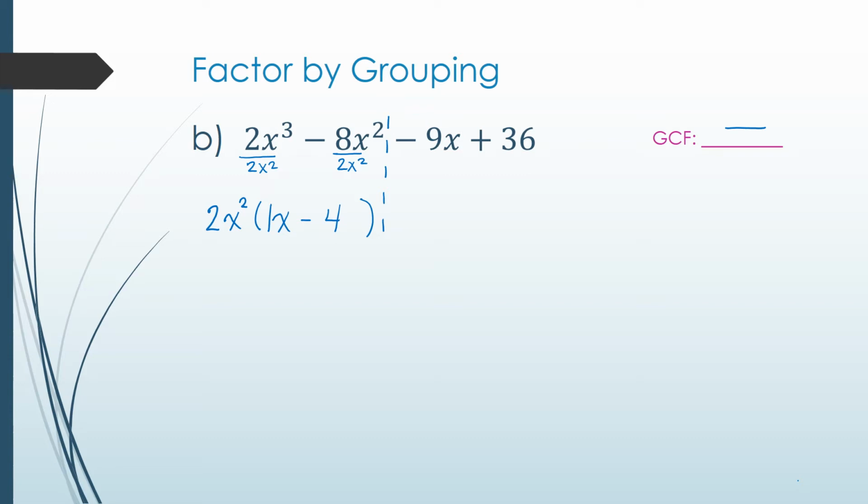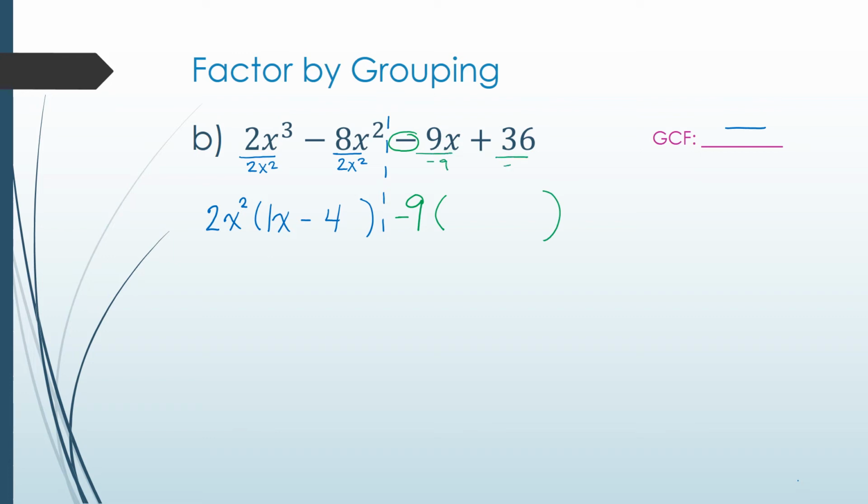Now looking at our last two terms. That is a negative 9x plus 36. What number can divide evenly into 9 and 36? 3 works, but 9 is the largest, or the greatest common factor. Now, is this going to be a negative 9 or a positive 9? Well, the clue is to look at your leading sign. Since it leads with the negative, we are going to factor out a negative 9.